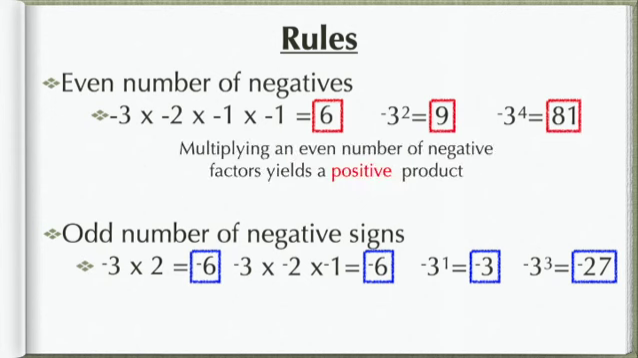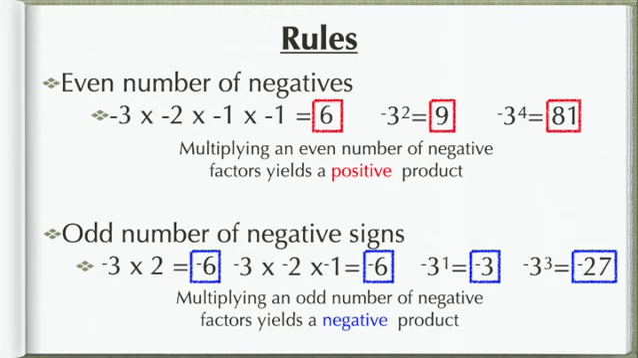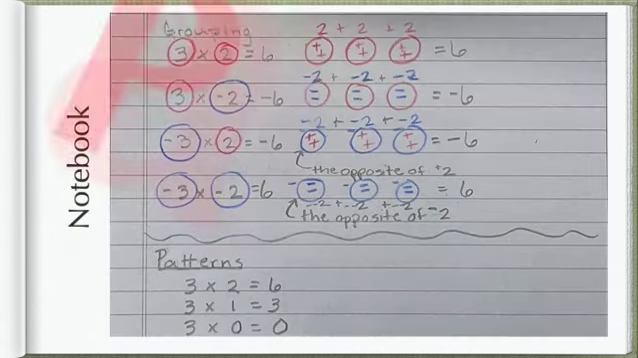So again, multiplying an even number of negative factors yields a positive product, and multiplying an odd number of negative factors yields a negative product. Let's get that written in our notes.